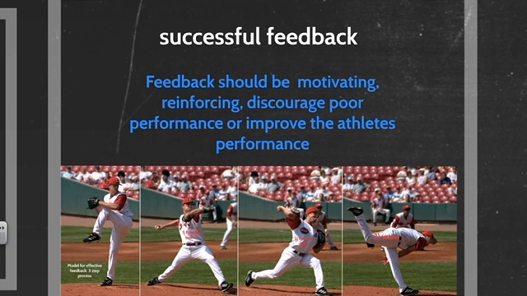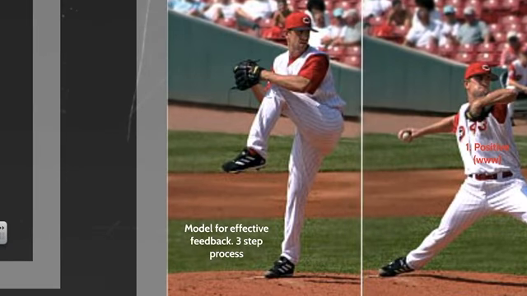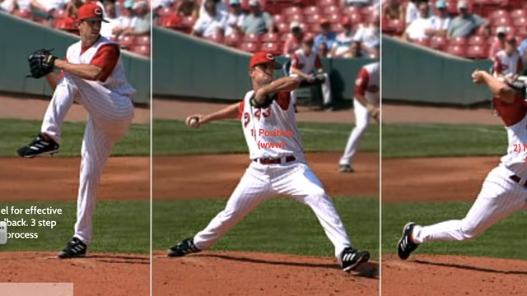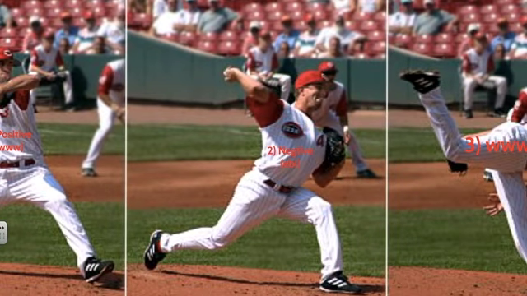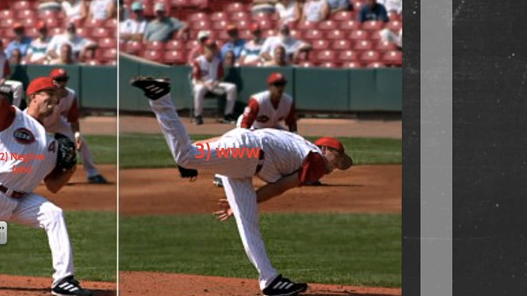So, just a bit of a summary of successful feedback. Feedback should all be about motivating, reinforcing, or discouraging poor performance, or actually improving the athlete's performance. For feedback to be successful, a useful model is a three-step process. That involves giving firstly positive feedback, and that can be in the form of what's known as the 3 W's, what worked well about the performance. Then could come the actual negative part of the feedback, and that could be what's known as EBI, even better if the athlete had done this. And after giving the negative feedback, it's important to finish with a positive, again, what worked well.